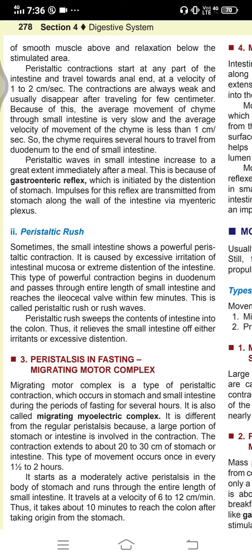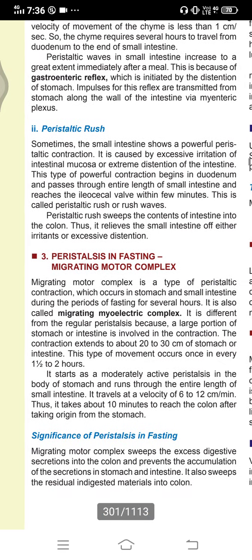Peristaltic rush sweeps the content of the intestine into the colon. Thus, it relieves the small intestine of either irritants or excessive distension.